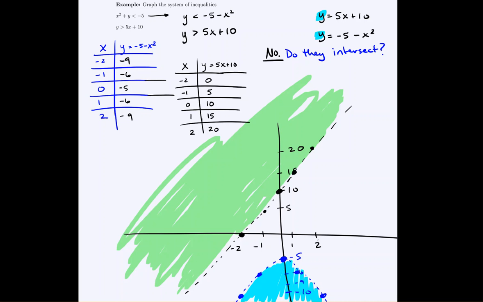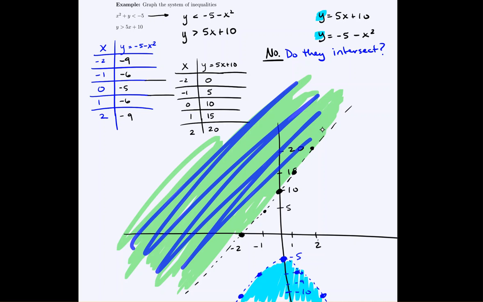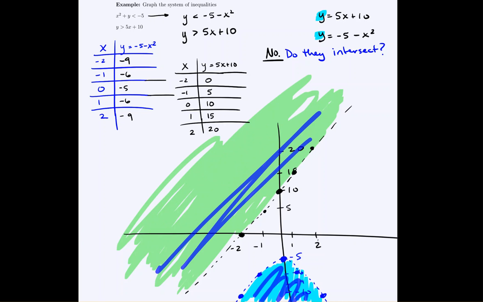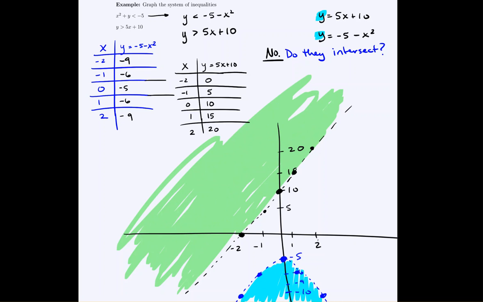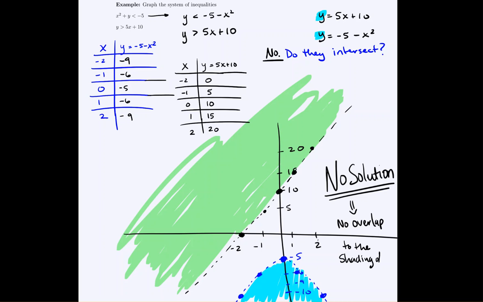These are the shaded inequalities separately, but a system of equations asks you to see if they ever overlap. And since there is no overlap, nothing here is a part of anything here. There's no overlap, so we would say the solution is that there is no solution, because there's no overlap to where they're shaded. So our answer for this problem would be no solution.